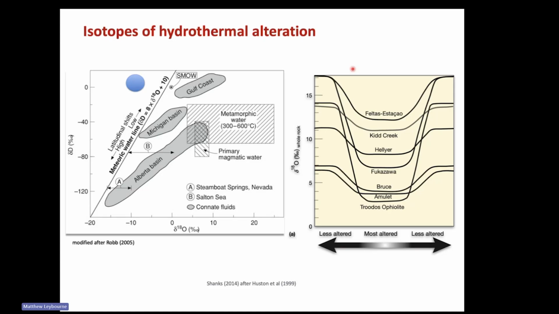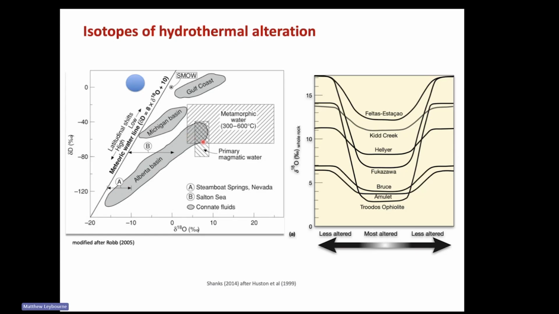The other thing we have on here is a field for metamorphic fluids and a field for primary magmatic water. Now, that doesn't mean that all magmatic water plots in that box. It's just a propensity. And we also have these fields for different sedimentary basins. What these sedimentary basins represent is a mixture between meteoric water at the meteoric water line and some ancient evaporated seawater. And so these become mixing trends.